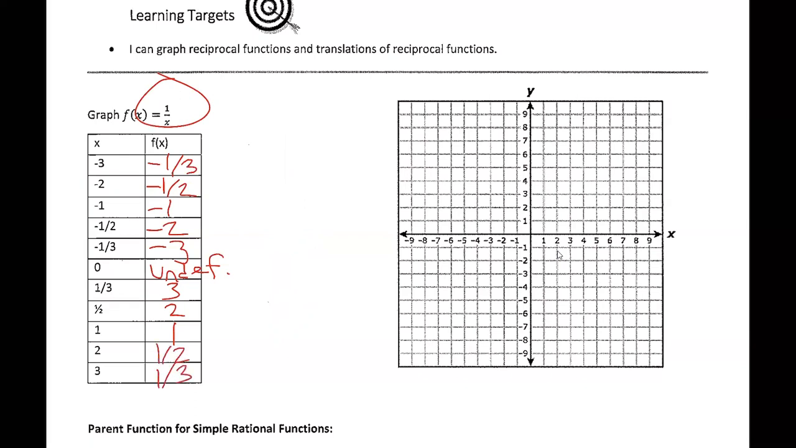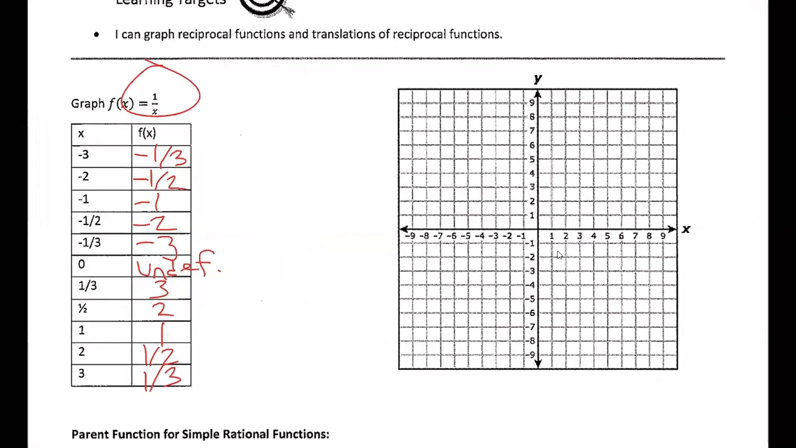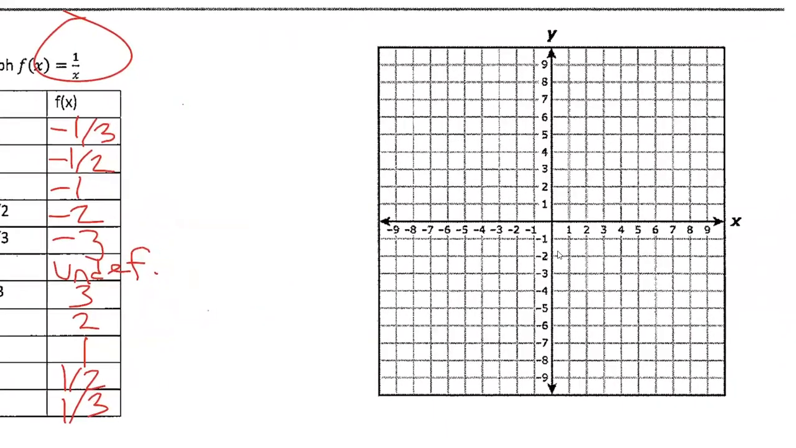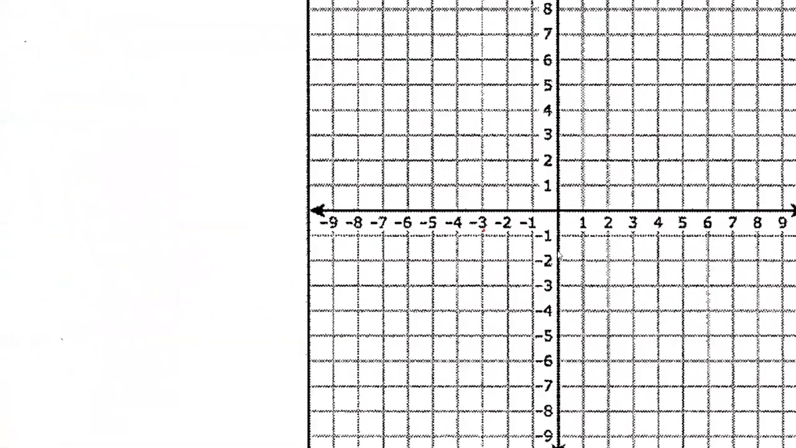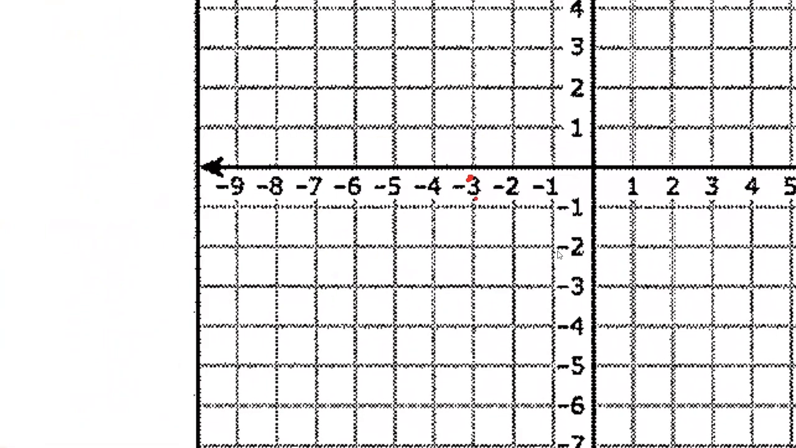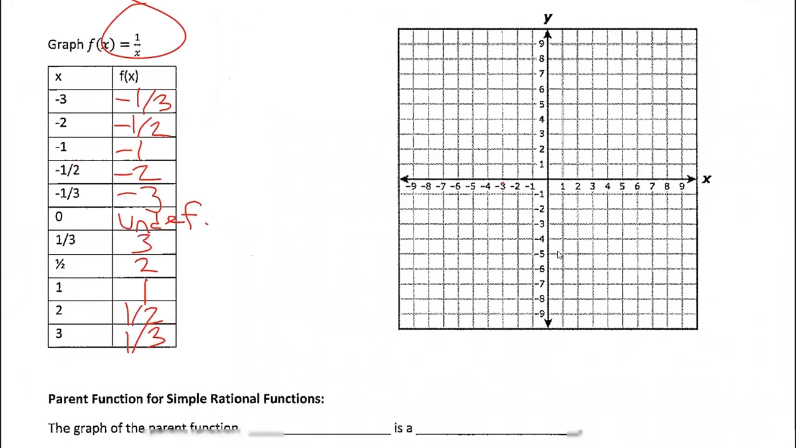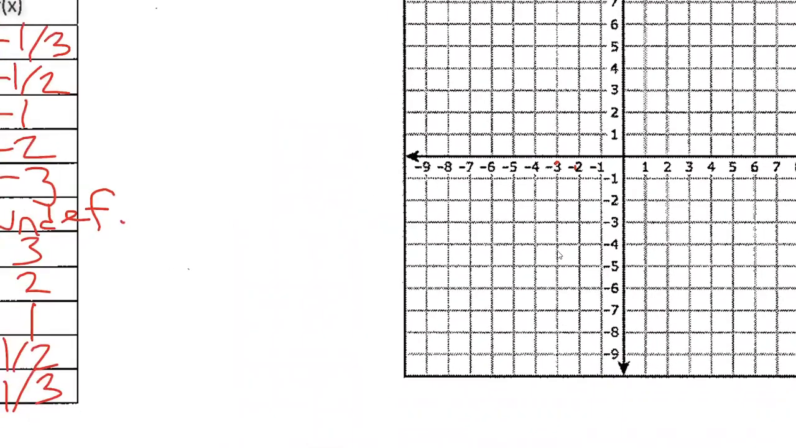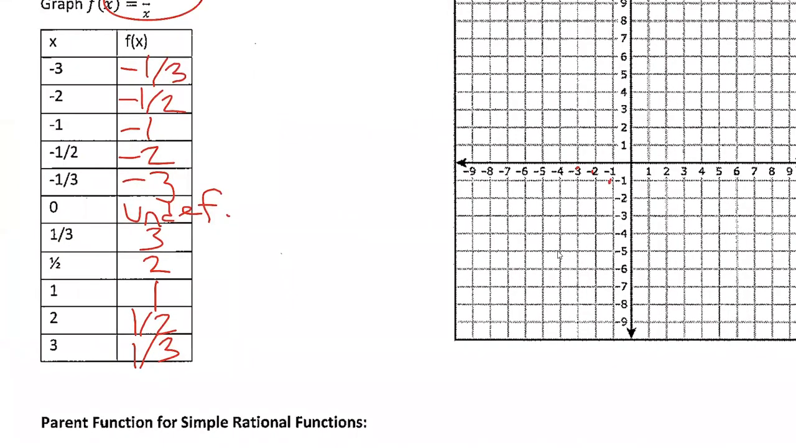This might not be super easy, especially if you're at home, but let's see what this looks like if we graph it. So -3, -1/3. Zoom in. -3, -1/3 would maybe be about there. Oops, oh gosh, erase the whole thing. -2, -1/2 would just be slightly lower. -1, -1 would be here. We can't plug in 0.